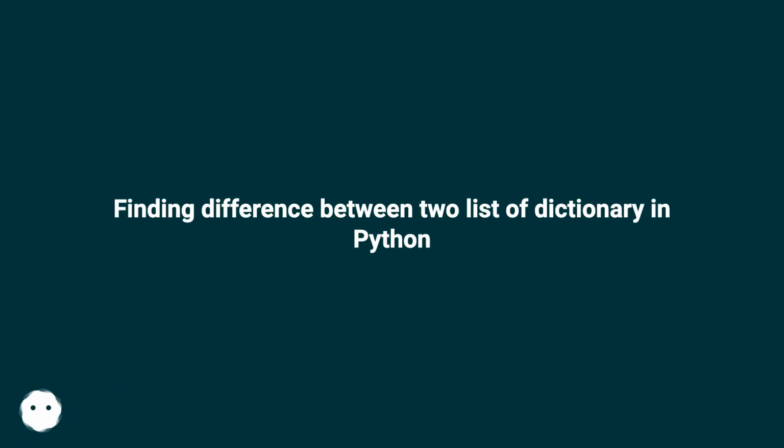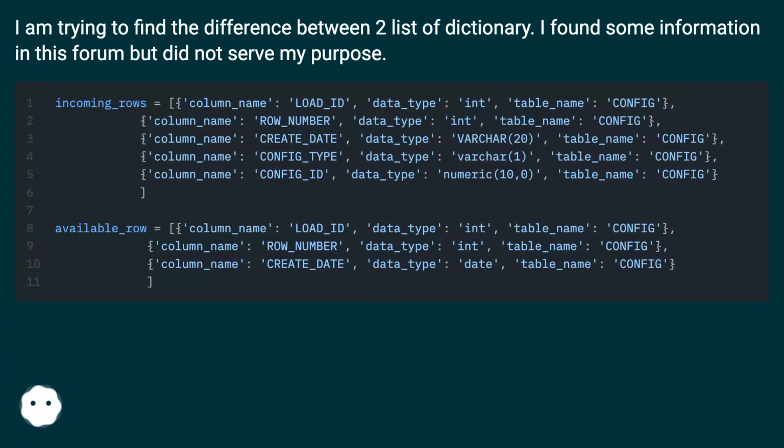Finding difference between two list of dictionary in Python. I am trying to find the difference between two list of dictionary. I found some information in this forum but did not serve my purpose.